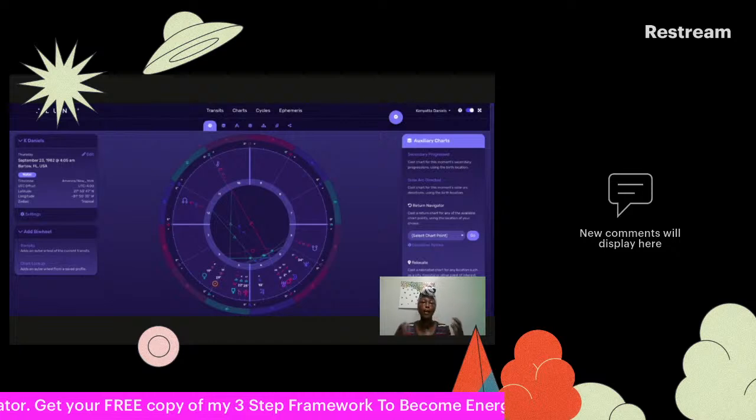Okay, so trine energies are where the energy flows beautifully. A lot of times, if you have somebody who has a lot of trines and sextiles, which are more favorable energies, favorable aspects, when they have more of those, it can sometimes make you lazy because you don't really have to do a whole lot of work to get the energy to flow.